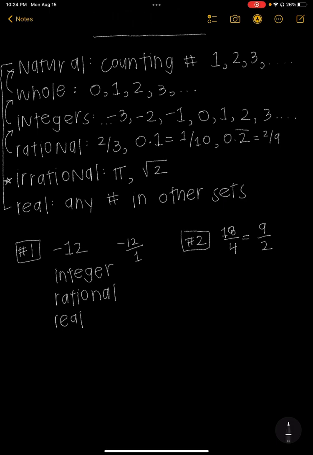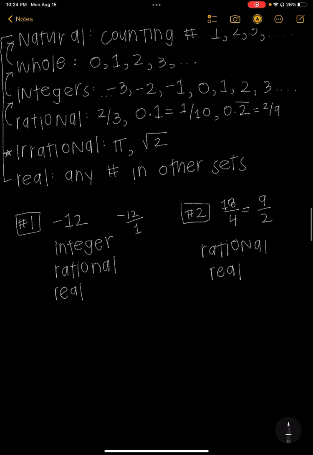And rational, the rational set, if you remember, is anything that can be converted to a fraction. Well, 9 over 2 is a fraction, which means that we know for sure that it's rational. And because it's rational, we also know that it's considered real because everything in here is real. And these are my 2 sets that it belongs to. All right, we just have 2 more examples to go over.